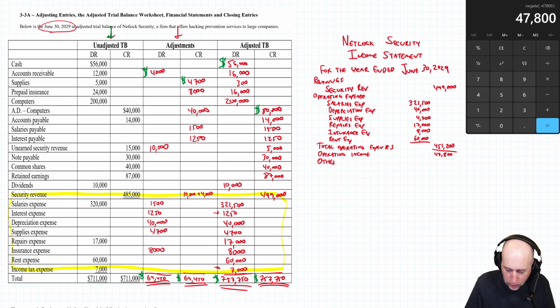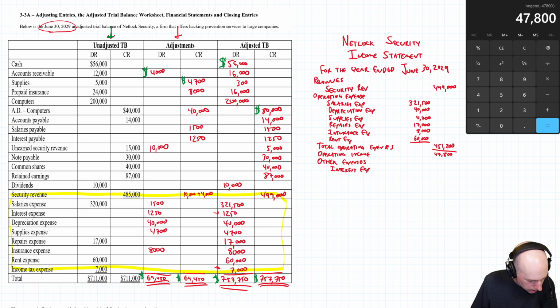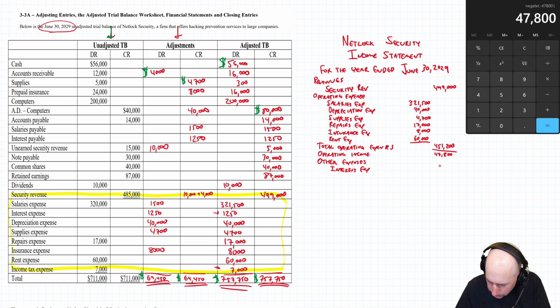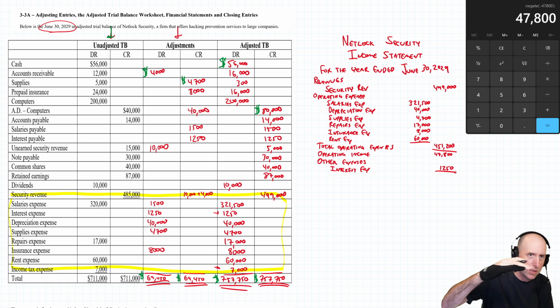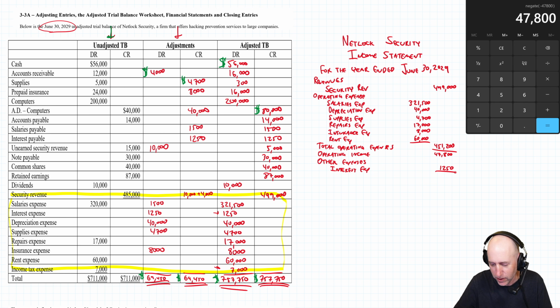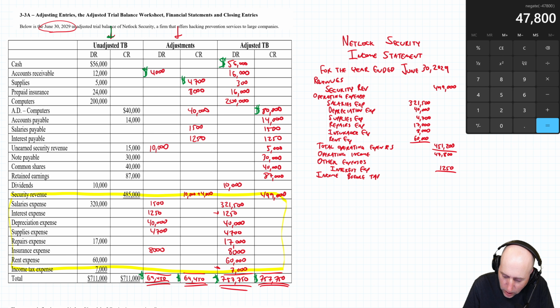Then we have our other category, and for now it's just one thing. It's another expense, and it's interest. And our interest expense here is $1,250. Because there's only one other item, I write it towards the right. I don't have to say other interest $1,250, total other expenses $1,250. Because there's only one item, you can just make it its own total. And that brings us down to another subtotal, income before tax, our pre-tax profit: 47,800 minus 1,250 is 46,550.